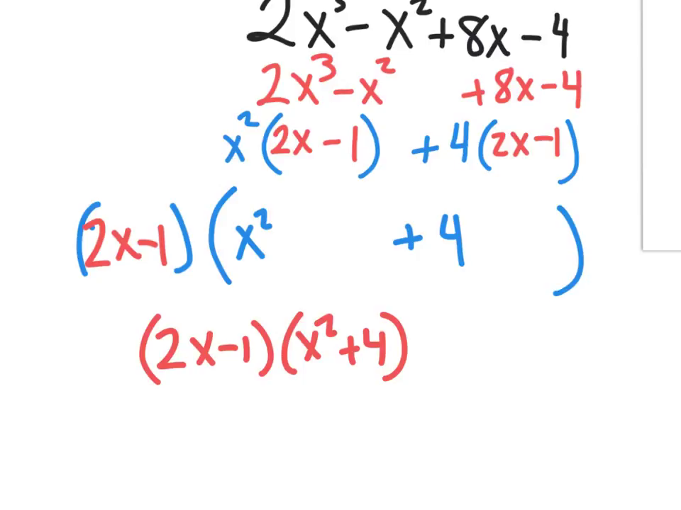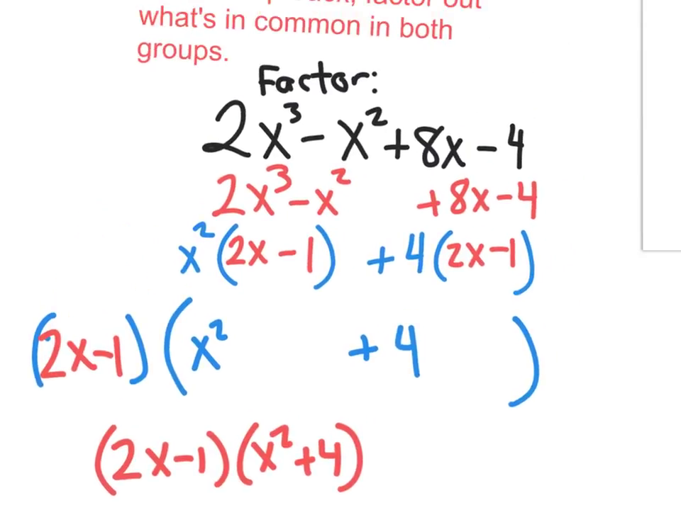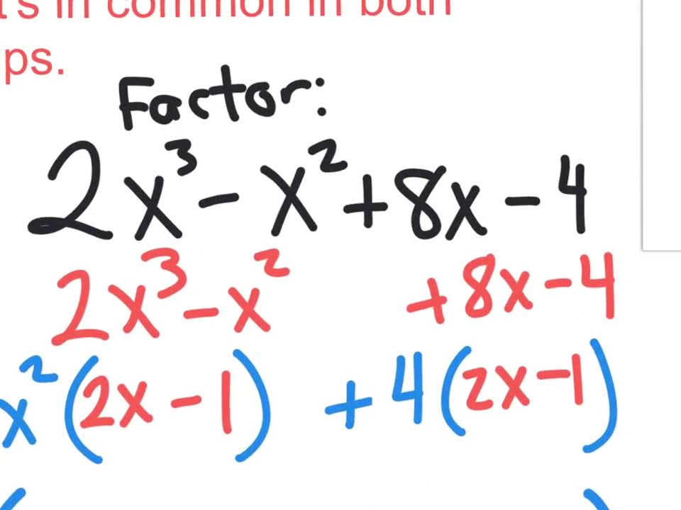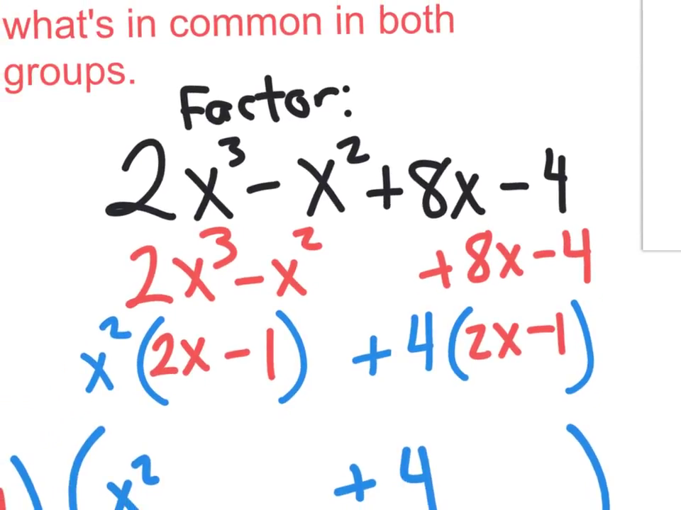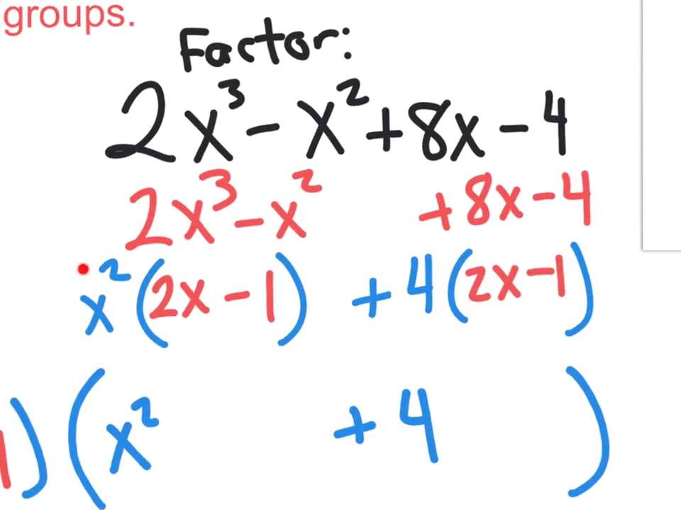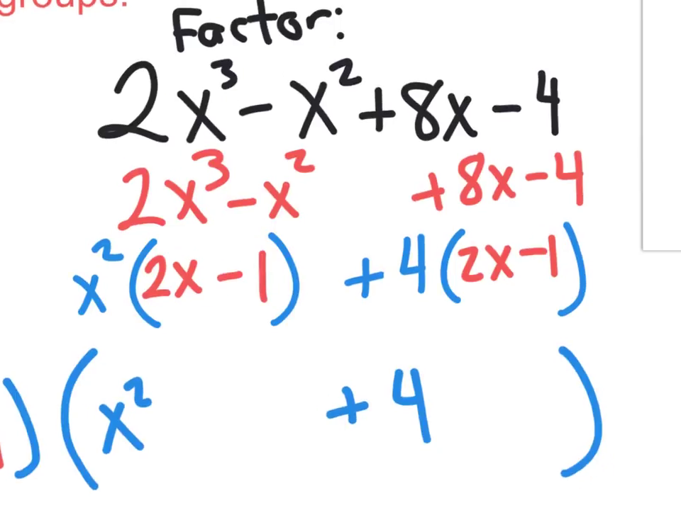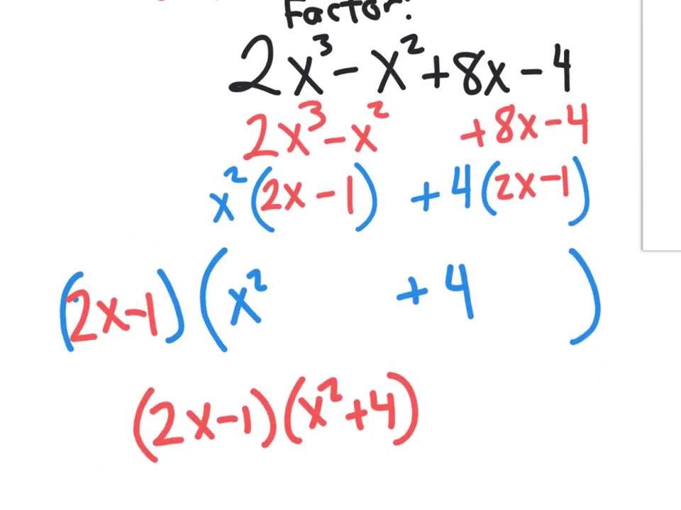So ladies and gentlemen, this trick right here is called factoring by grouping. Originally, when we looked at this factoring problem, we weren't able to factor it because there was nothing in common. But with this new method, factoring by grouping, we split the groups. We factored out the GCF from the first one. We factored out the GCF from the second one. We took a step back and realized there's a binomial in common in both groups. Pull that binomial out. What's left over? The x squared and the plus 4 are left over.